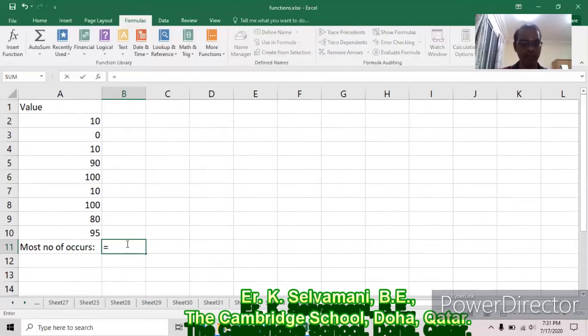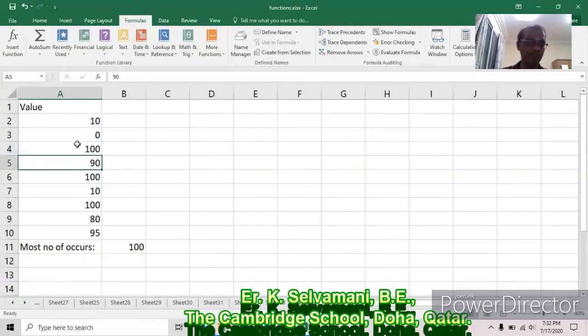10 occurs most. That is why we can write MODE open bracket A2 colon A10 close bracket. Most number of occurrences. Okay. Out of this range of values from A2 to A10, which one occurs most? So 10 occurs mostly. If we change it to 100, assume 100 occurs mostly, 1, 2, 3 times. If 80 occurs most, 80 will come. Which number occurs most, we can find with the help of MODE. MOD stands for remainder. MODE stands for most number of occurrences.